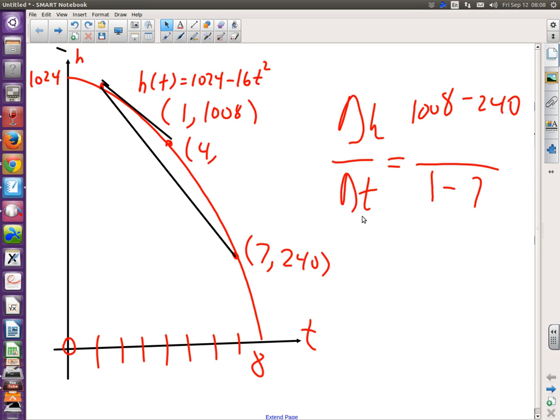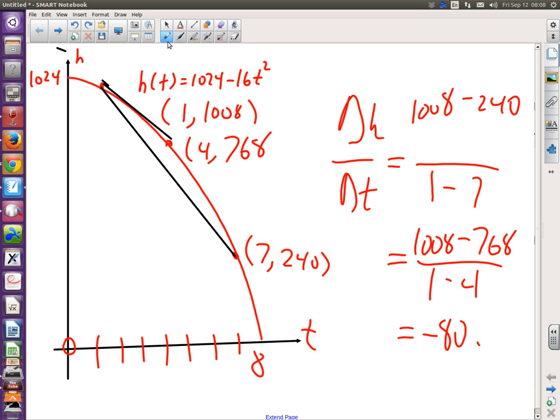Okay, whatever. The thing is that the slopes of the secant lines are approaching the slopes of the tangent lines, right? Did you get 4 comma what? 768. Okay. So if you redo this calculation, delta H, how do you get it? 1008 minus 768 over 1 minus 4. And I'll cut to the chase. That's negative 80 feet per second. This one's negative 128 feet per second.